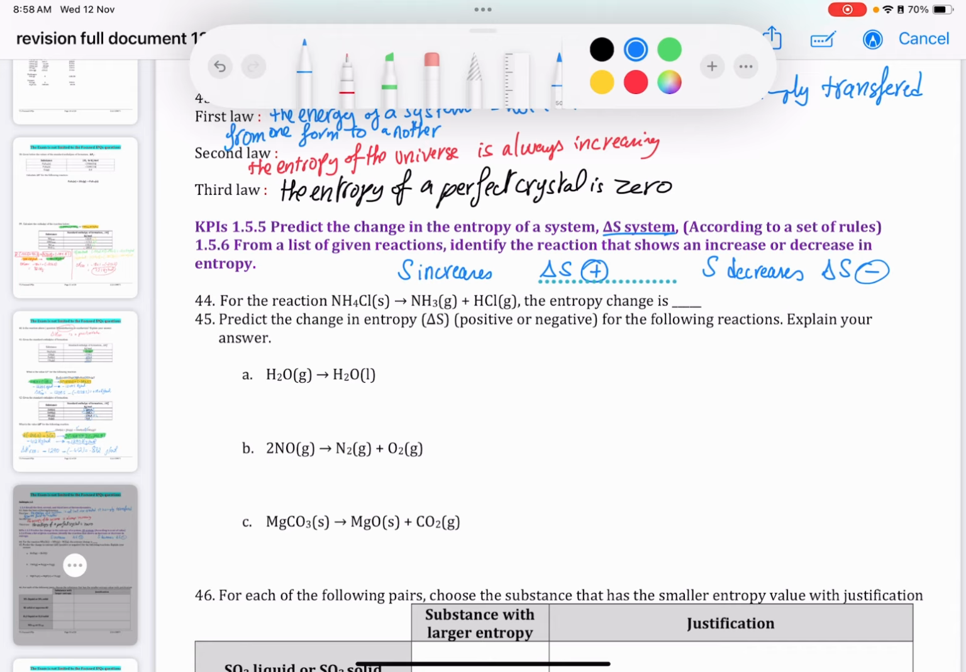Now, there are a set of rules that you need to keep in mind. If we are going from a solid to a liquid to a gas, entropy increases, because the particles are more disordered. If temperature increases, entropy increases. If a reaction produces more moles of product than it had before, then entropy increased, and so on.